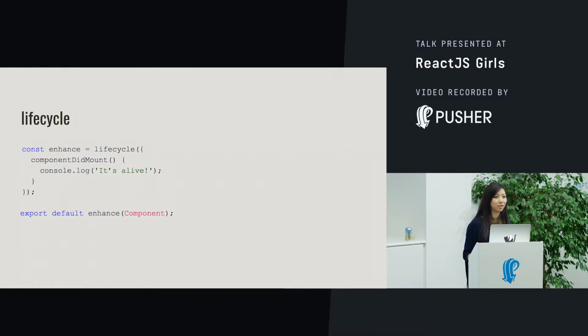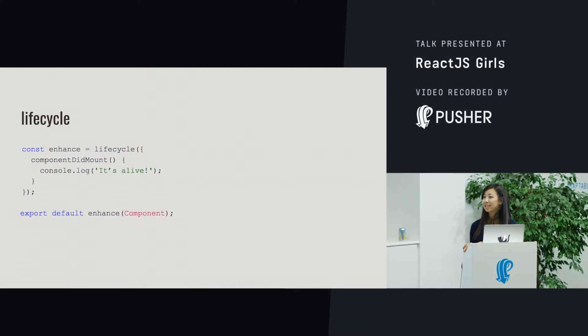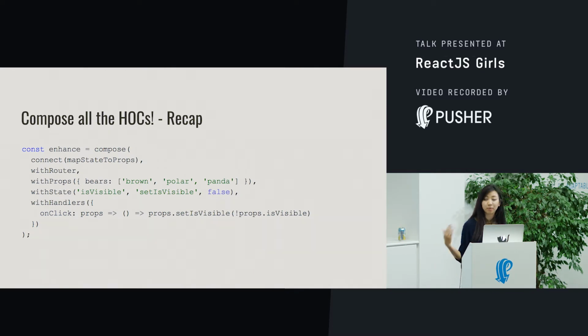Lifecycle methods. I mentioned earlier that you can pull out lifecycle methods from your React component. This is really nice for just cleaning up your code and taking out the bloat from your components. And then this is an example of them all chained together. Again, it's pretty simple to see what's going on.